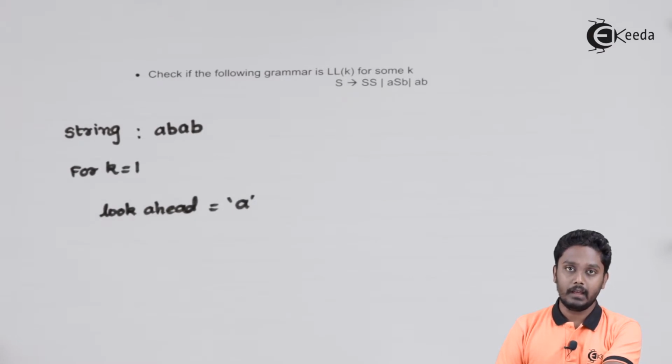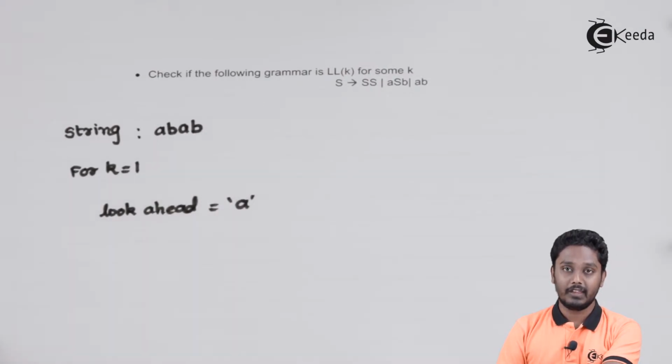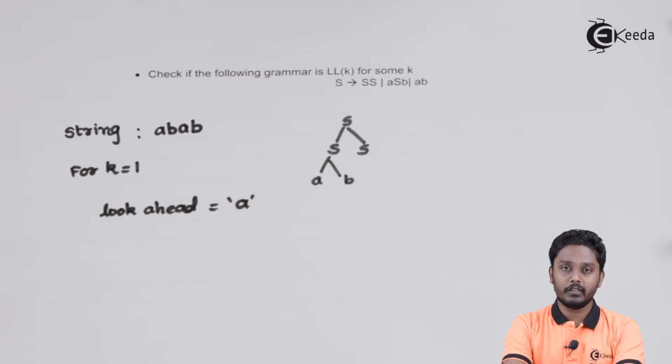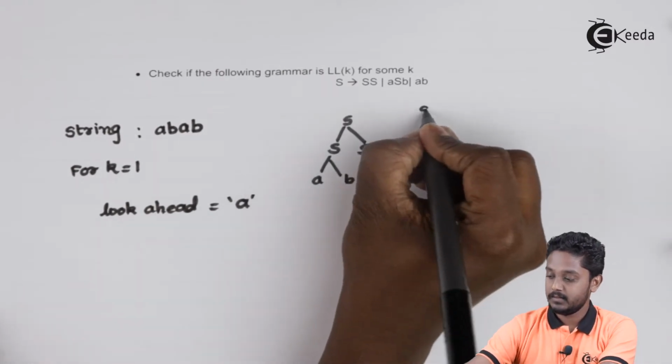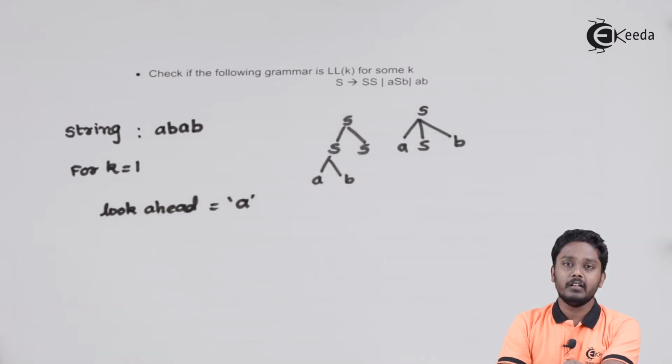If we have the symbol A, can we use the production S produces SS? The answer is yes, because if you are using SS, it can produce an A at the start, because S again derives AB. Over here, you can see that I have derived the symbol A at the start. Now, let us try to use the second production, that is, S produces ASB. You can see that this production is also giving me A at the start.